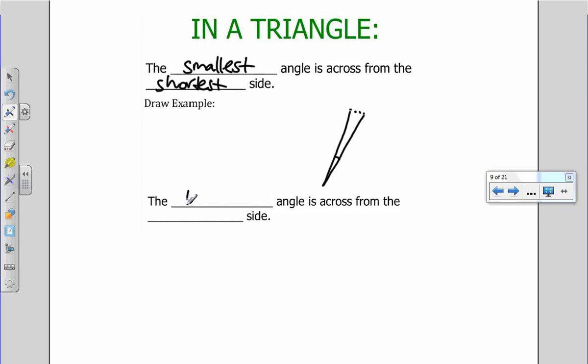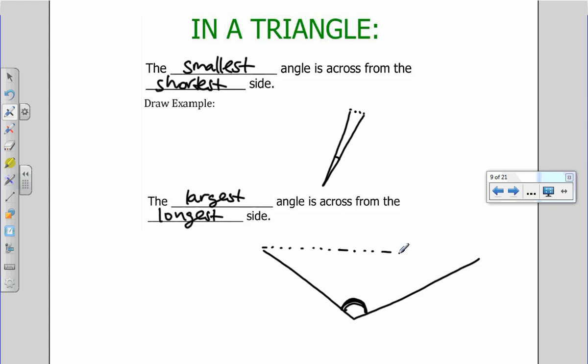The same is true for the largest angle. It is across from the longest side. Okay? You have a really, really large angle. The spacing between these two sides is very big. Well, to make a triangle, that side needs to be very, very long. So, largest is across from the longest, smallest is across from the shortest. Therefore, the medium side and the medium angle are also across from each other.